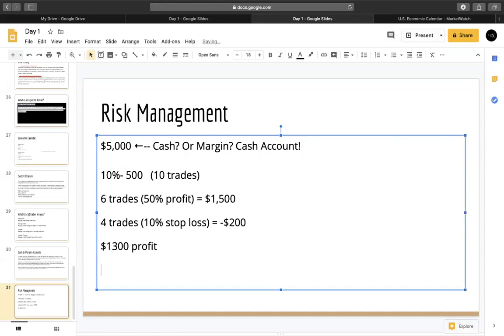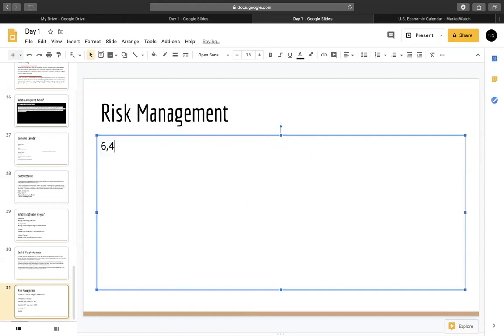Your account is now at 6,300. Now, let's do this again. You guys got this already? I'm going to show you how long it takes to grow your account. Just bear with me because this is going to make sense. So now you have 6,300 the next day. Let's say you use the same risk management, 10%. 6,300 times 10%, you're risking about 630.